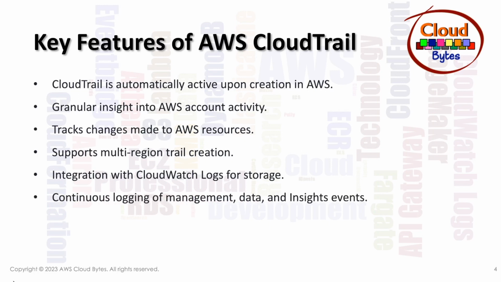Now, one of the features is continuous logging and insights. Basically, there are three kinds of data sets that are getting logged. You have management events, you have data events, and you have insights. Data events are associated with the type of service. So you can say for S3, I want to look at all the write operations and I want to log those write operations in CloudTrail. You can do that. Or you can choose any other service that is eligible or has integration.